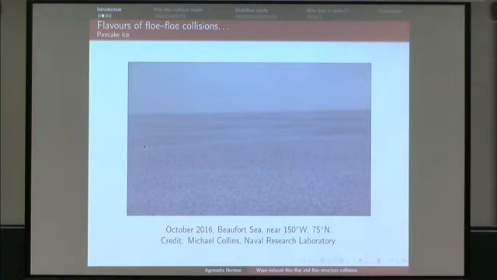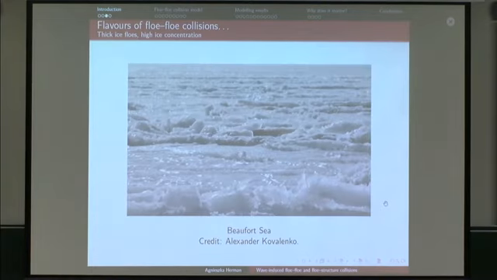Anyway, so this is a case where the collisions do occur. We have periodic divergence and convergence on the sea surface related to the wave motion, and we have the according convergence and divergence of the pancakes. The next example is a very different one.